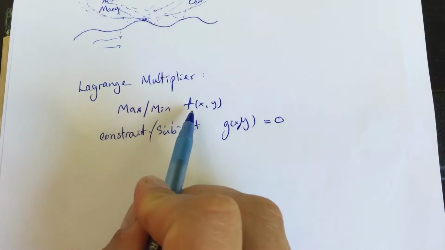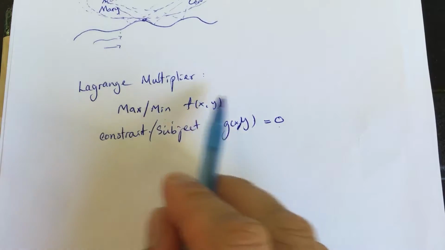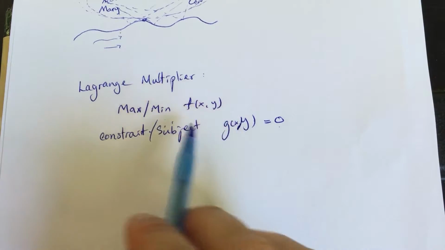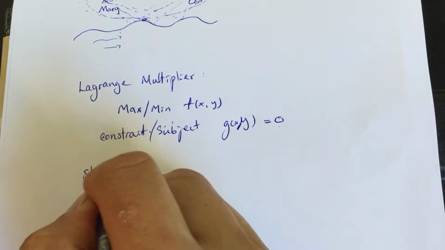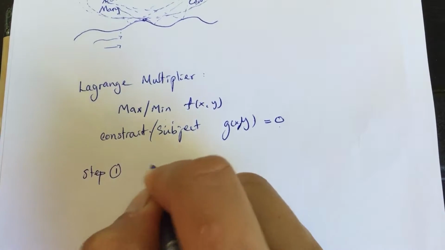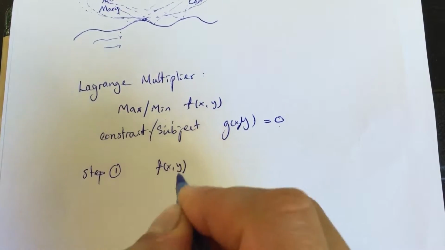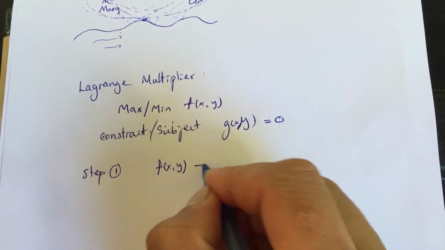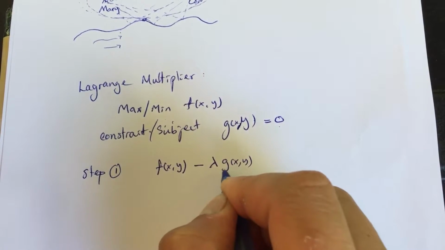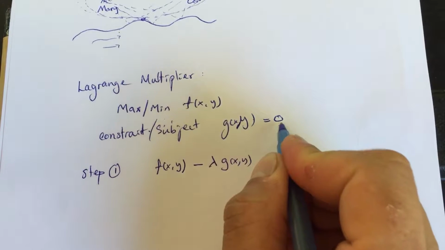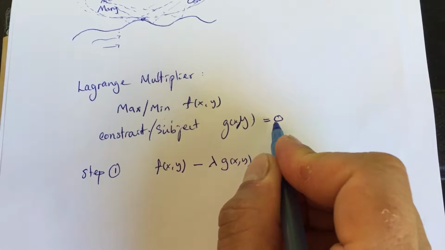To minimize or maximize this way, we need to come up with a constant factor so that you can optimize this constraint. So what does that mean? Well, step one, here's what you need to do. Step one, please set up f of x comma y, if you assume this is only two variables, minus lambda g of x comma y. And this only works if you set this g equal to 0. It doesn't work when this thing equals 1 or 2 or anything like that.